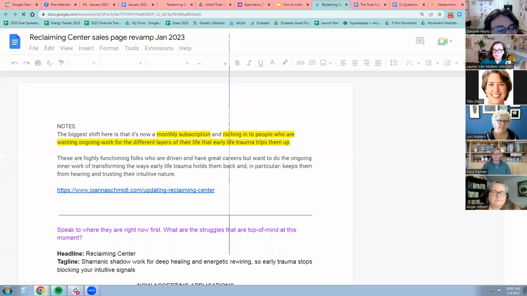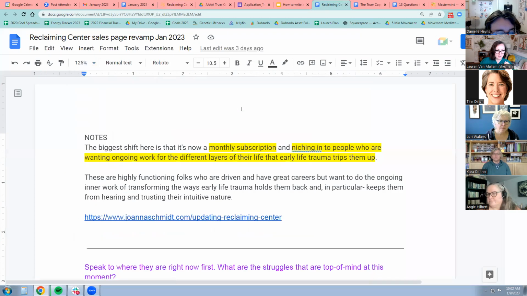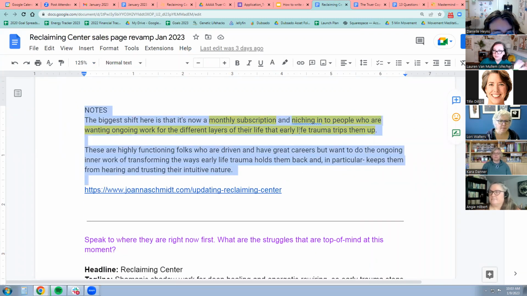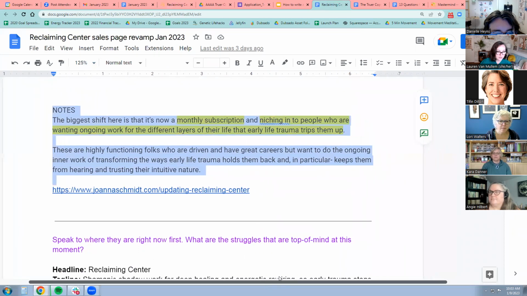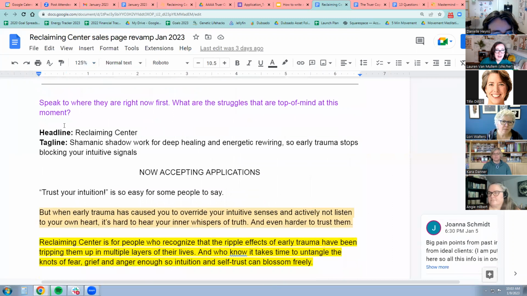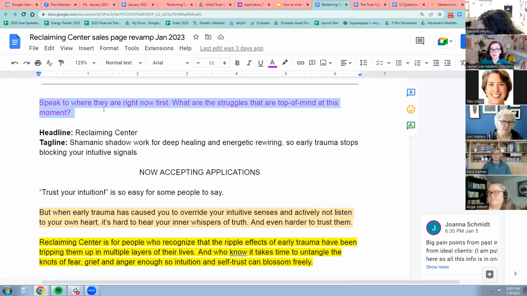So this is the sort of let's mess with it document that I love to have. I'm going to try to make this a little bit bigger so you can see it properly. Okay, so I had a few notes to myself just to keep in mind as we're developing this. And we go over, okay, what are the changes that are being made to this program? What are the practical points we need to hit? And then who are these people? And I had a little note to myself and to Joanna, where do we want to start? We want to speak to where they are right now first. What are the struggles that are top of mind at this moment?